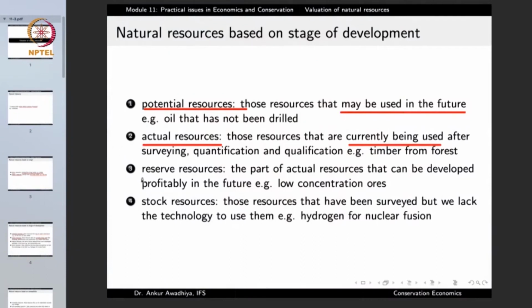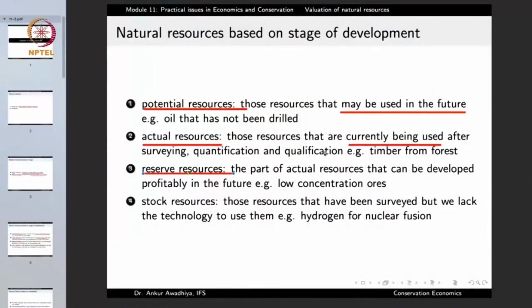Reserve resources are the part of actual resources that can be developed profitably in the future, such as low concentration ores. So, when we talk about the actual resources, we are actually using those resources. But in the case of iron ore, there will be a certain portion of iron ore that will have a very high concentration of iron. And the current state of technology makes it possible to extract iron out of that iron ore. But there could also be certain other iron ores that are also getting extracted, but they do not have a high concentration of iron. So the current state of technology does not permit us to extract that iron ore in a profitable manner. But in the near future, when the technology develops further, we are going to use it.